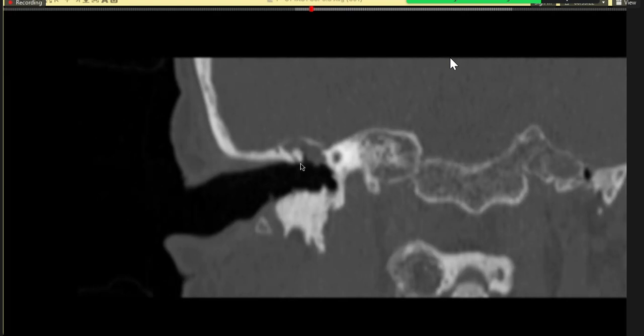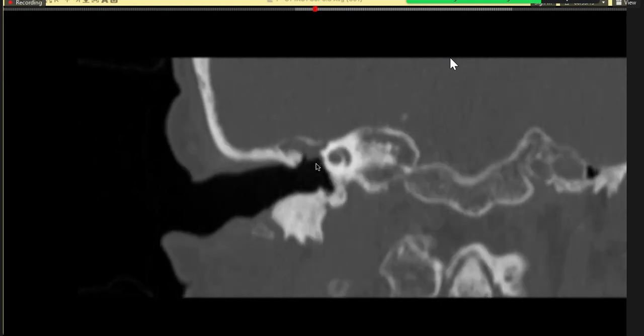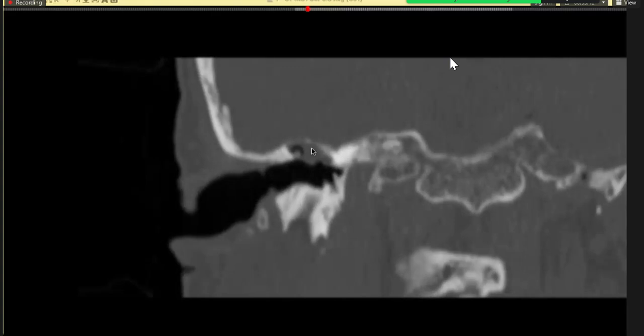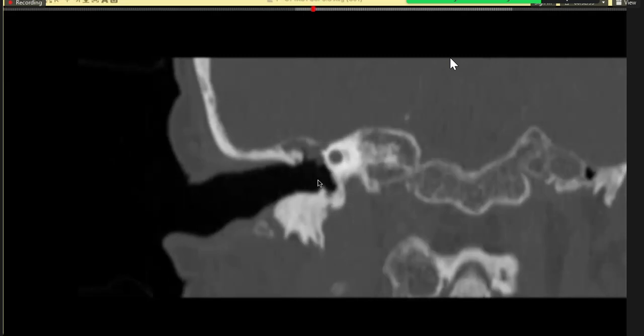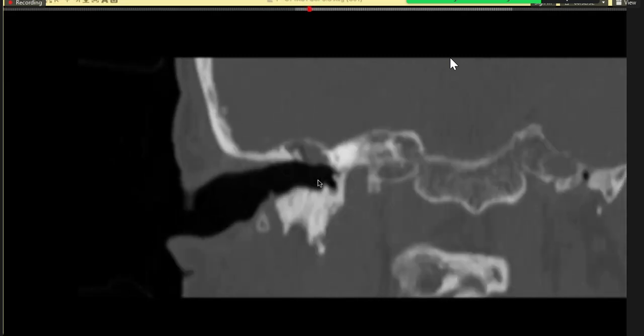Why are you saying that there is a cholesteatoma? Where is the cholesteatoma? Which part of the middle ear is the cholesteatoma in? Sir, this is the Prussak space, and there is soft tissue in the Prussak space, and along with this, there is blunting and loss of the sharpness of the scutum. Sir, that's why. Where is the mesotympanum? Sir, this one is the epitympanum, and this is the mesotympanum.